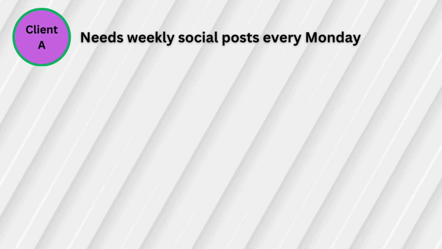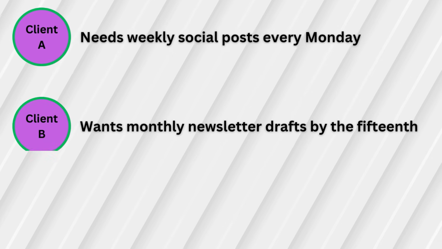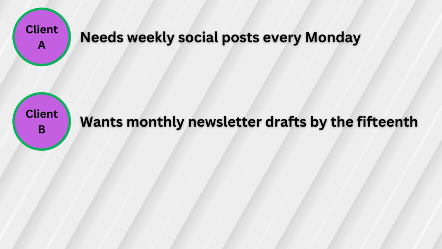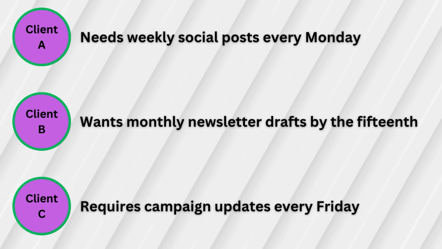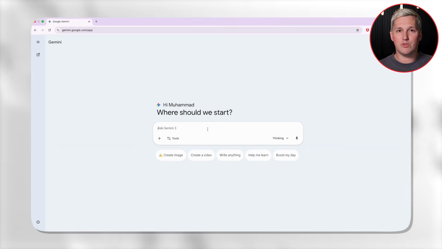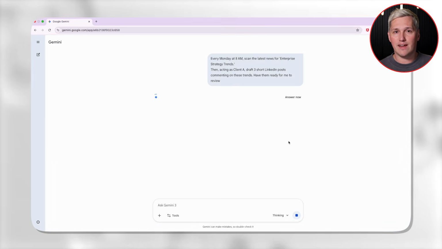Now, here is something most people never think about. When managing multiple clients, deadlines pile up. Client A needs weekly social posts every Monday. Client B wants monthly newsletter drafts by the 15th. Client C requires campaign updates every Friday. You can track this manually, or you can set up Gemini 3 to handle it automatically through scheduled tasks. You just tell Gemini what you want done and when.